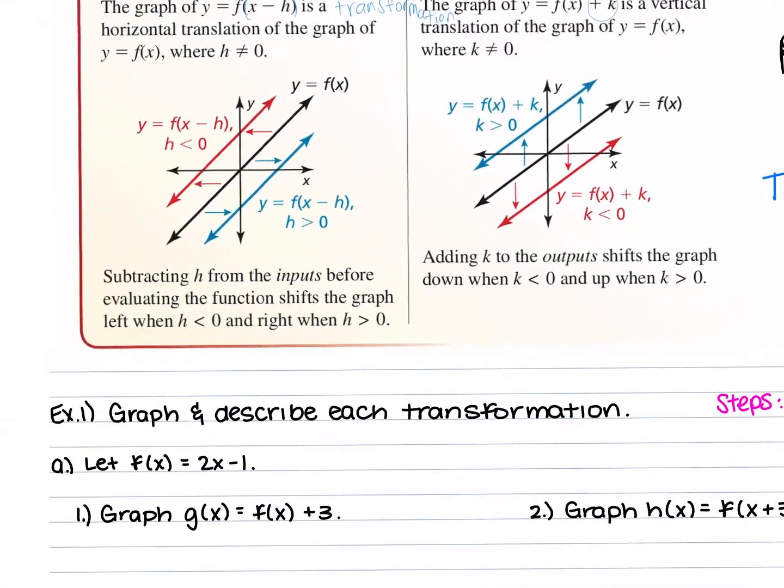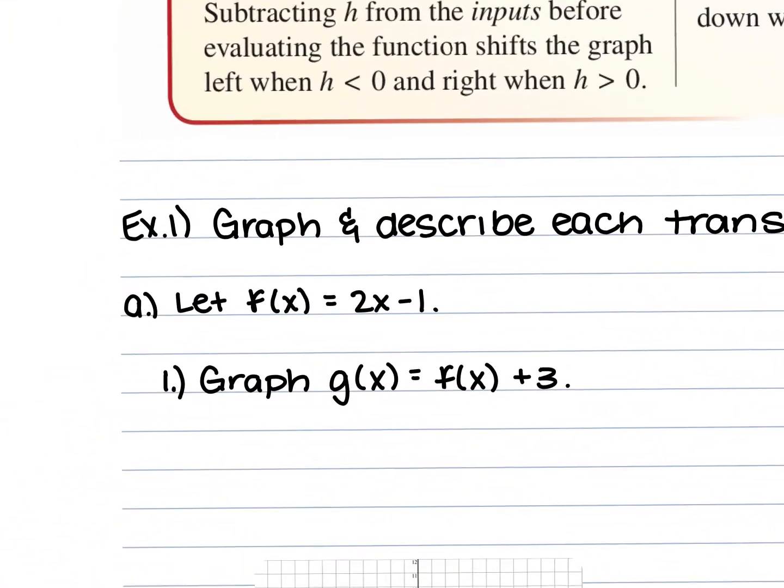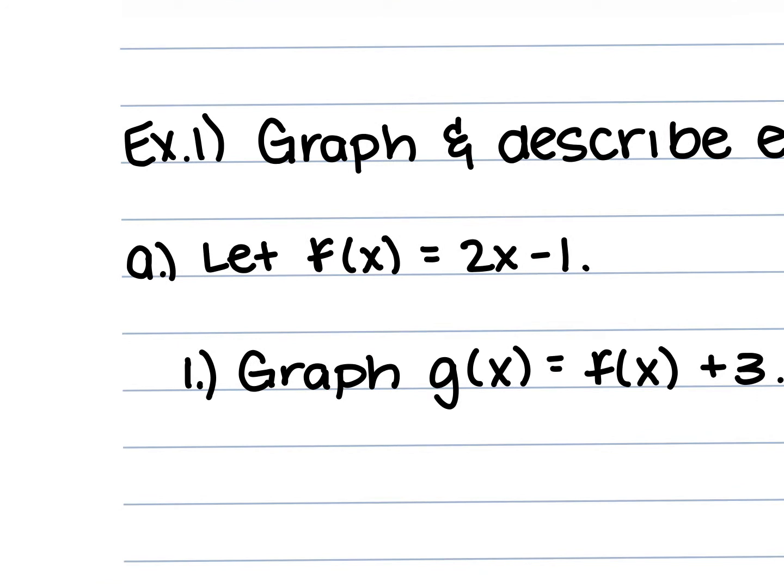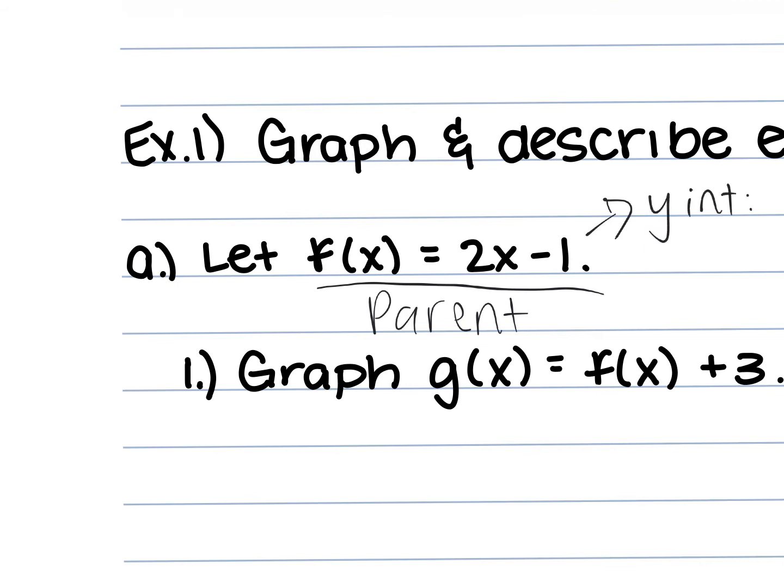Okay? All right. So what we're going to start with is letter A. And f of x is going to be our parent. Please underline this in black and put that this is your parent function. We all know how to graph something that is f of x equals 2x minus 1, okay? Treat f of x like y, right? It's in mx plus b form. What is my y-intercept here? It's -1, okay? My y-intercept is -1.